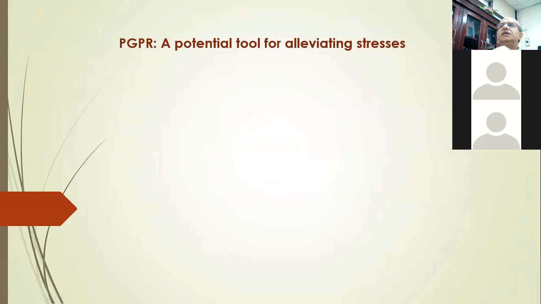One option is that we use plant growth promoting rhizobacteria, which is a very easy and very economical approach. So plant growth promoting rhizobacteria is a potential tool for alleviating stresses. How PGPR can alleviate stress, that we will discuss now.